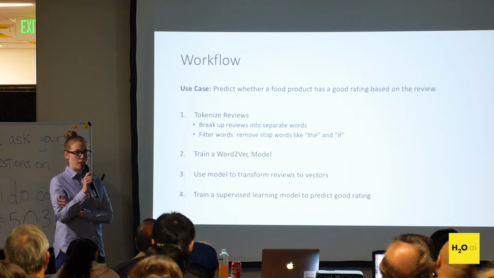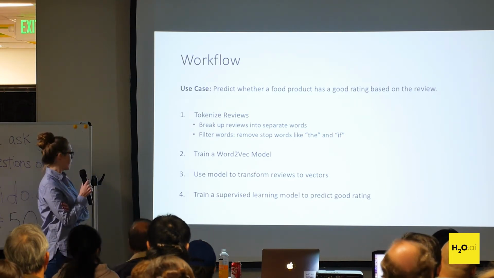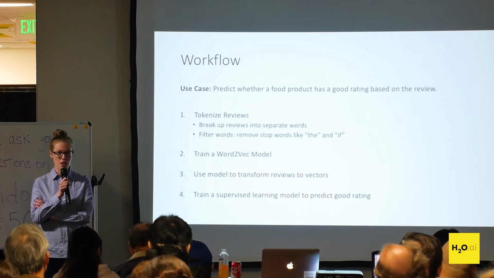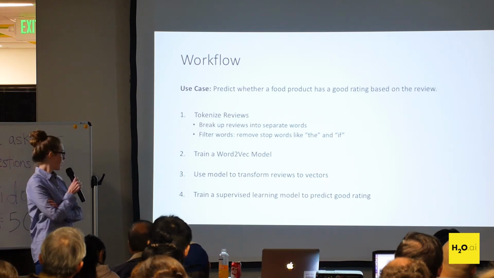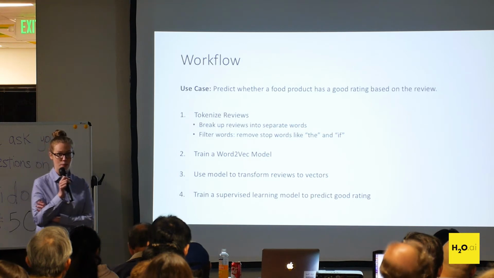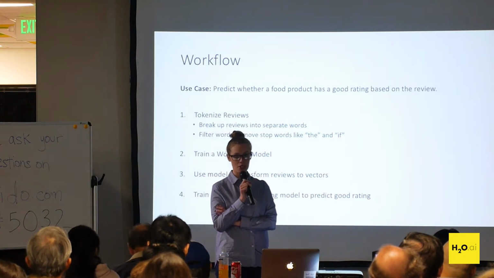The next step, once we have our tokenized words, is we're going to train the word2vec model, which we were talking about, and then we're going to use the model to transform the reviews to vectors. And we're going to use H2O for this as well, using the H2O transform function. And then finally, we're going to train a supervised learning model to predict good rating. And we'll see how accurate we are. Okay. Any questions so far?